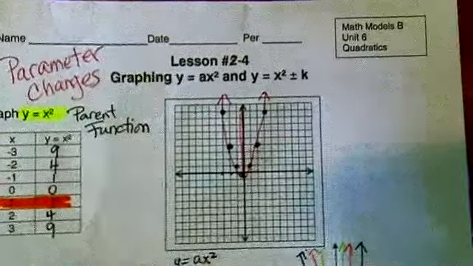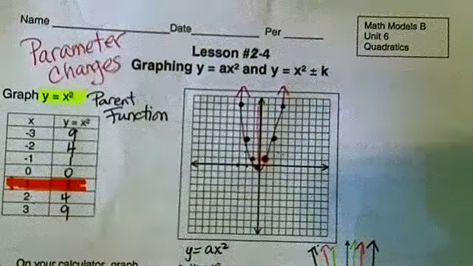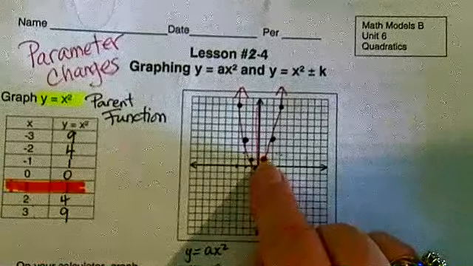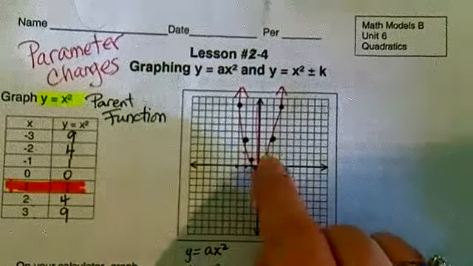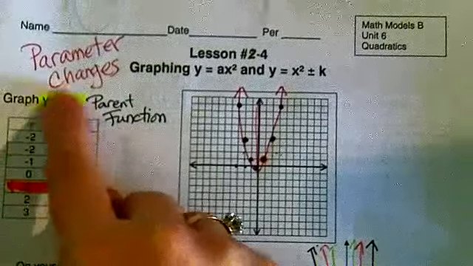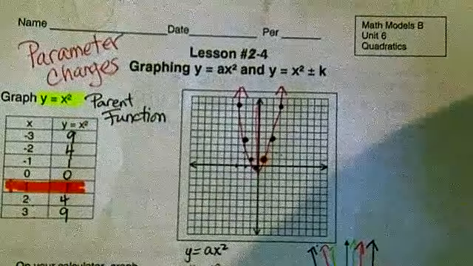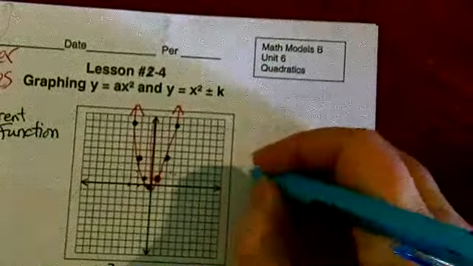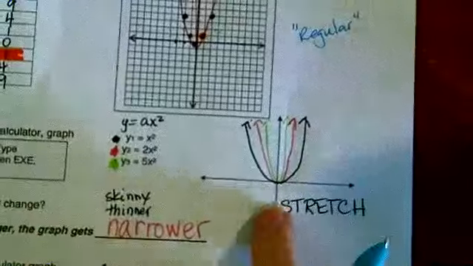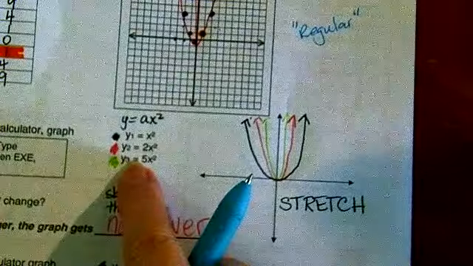1, 1 is this point right there. If I go to the vertex, I go over 1, up 1, and it's right on the line. That means it's part of the parent function. It's x squared, or you'll hear me say regular. So my nickname for this one is regular. So we're going to see if it's skinny or fat based on this 1, 1. That's my trick.